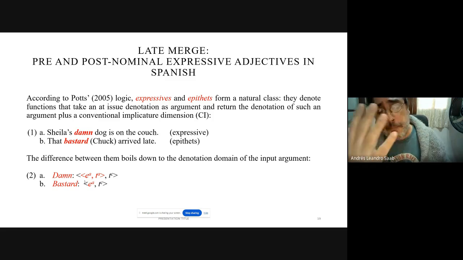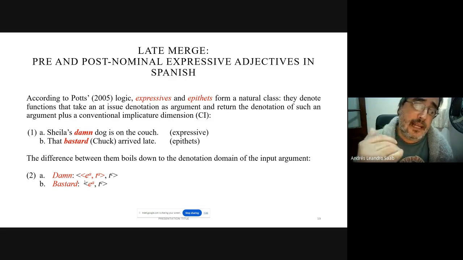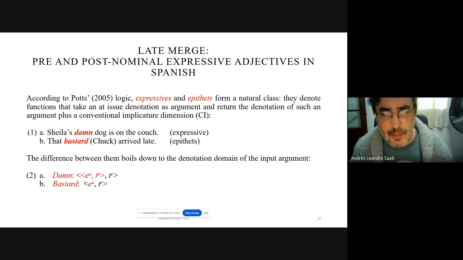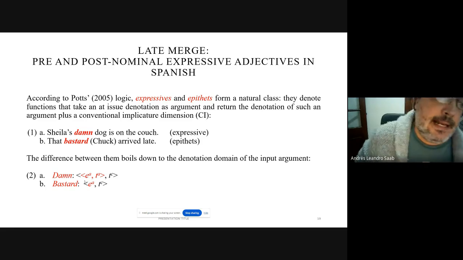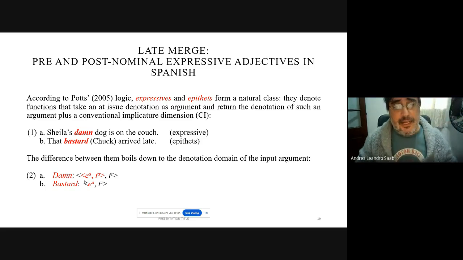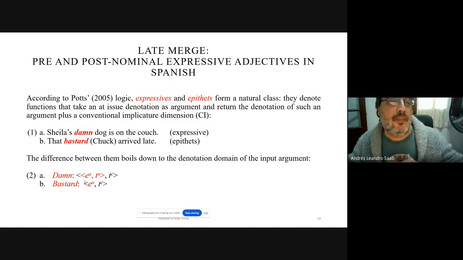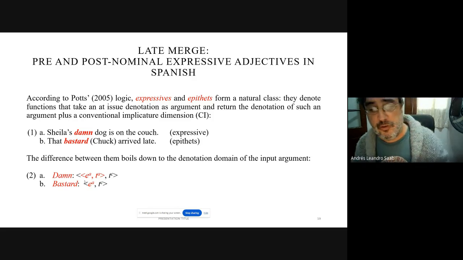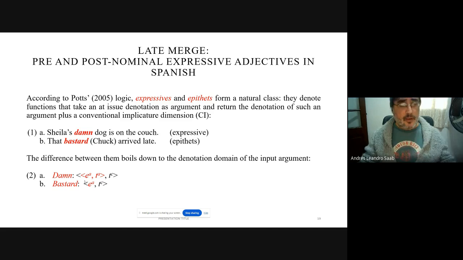So Potts 2005 is basically an implementation of Kaplan's idea that expressive meaning, or conventional implicature, has to be modeled as use conditions. And he made the claim that when you look at English, both expressive adjectives of the damn type and epithets of the bastard type form a natural class. Basically, they denote functions that take an at-issue denotation as argument and return the denotation of such an argument plus a conventional implicature dimension.